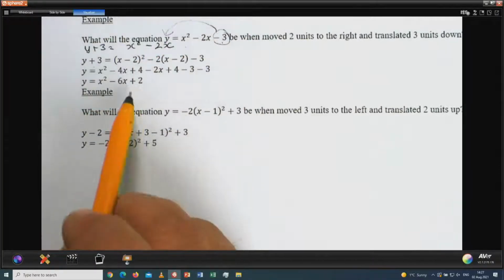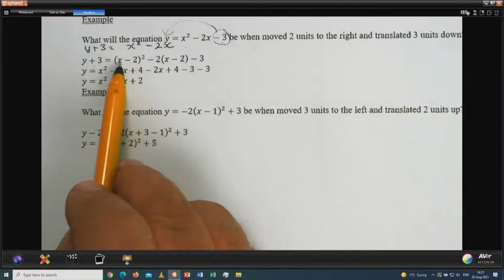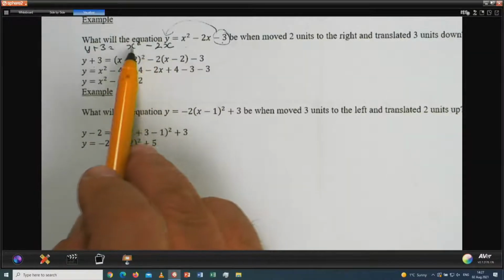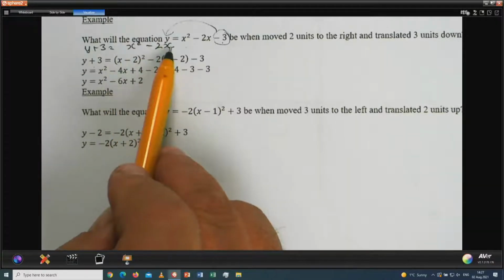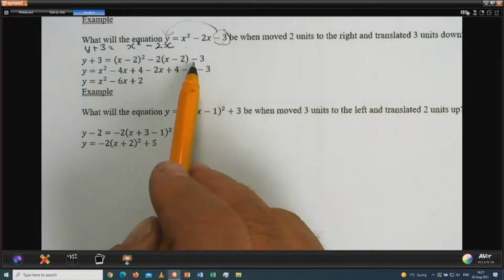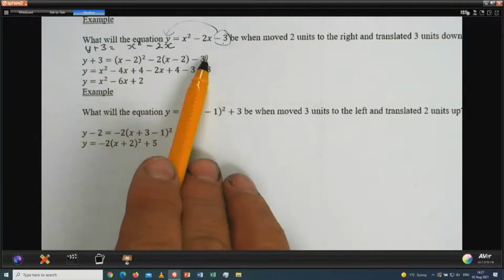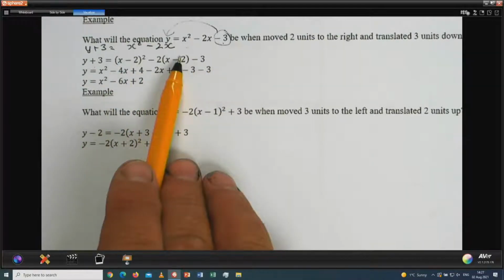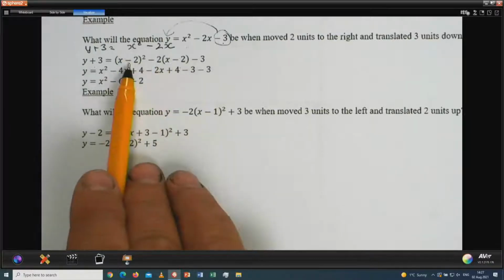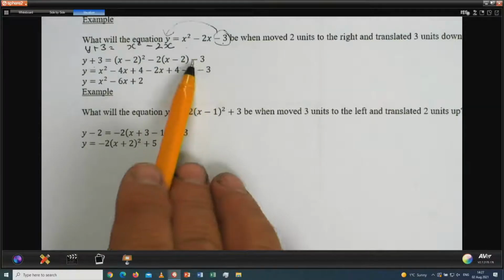Now, if it shifts 2 units to the right, then I'm going to say (x minus 2) squared. Wherever there's x, I put x minus 2. And if it goes 3 units down, I'm going to put minus 3. So if it moves left and right, I put those numbers by the x's. If it moves to the right, I put negative 2. If it moves to the left, I put plus 2. And 3 units down means negative 3.